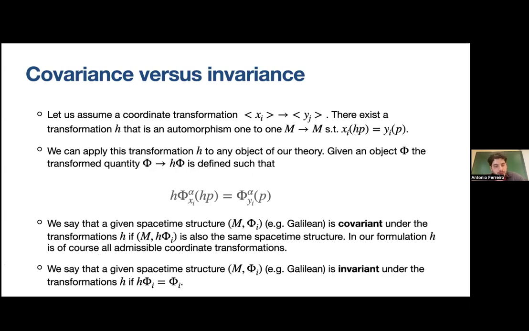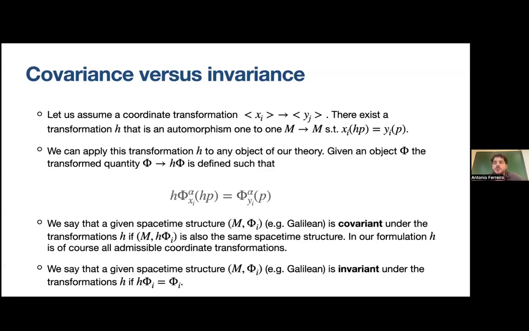And then we can write it like this. And here comes the difference between covariance and invariance. We say that a given space-time structure is covariant under the transformation H if we transform all the objects of our given geometrical structure, and then this is also the same space-time structure.